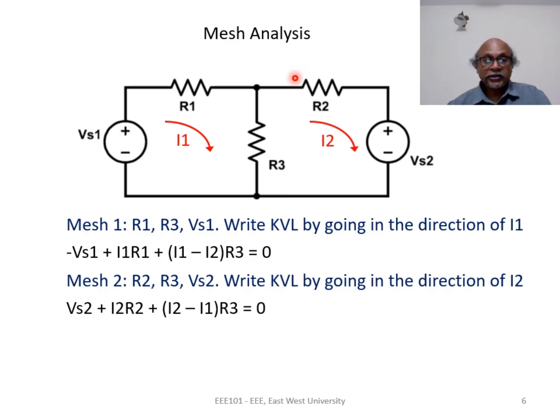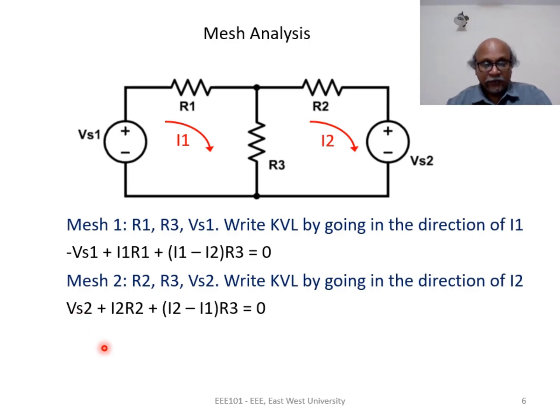So if we write the KVL or the mesh equation, the voltage drop across R2 is I2 R2, the voltage drop across R3 is (I2 minus I1) times R3, and Vs2 is a voltage drop, so it is positive on the left hand side.